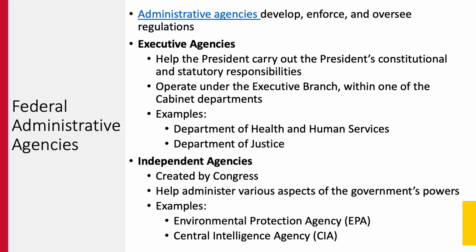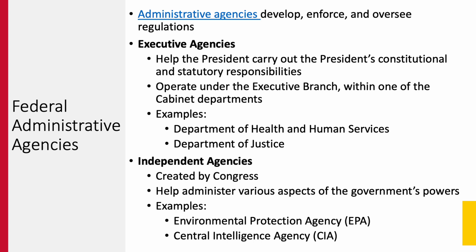When we talk about administrative agencies, these are agencies that develop, enforce, and oversee regulations. At the federal level, we have executive agencies and independent agencies. Executive agencies help the president carry out the president's constitutional and statutory responsibilities. These agencies operate underneath the executive branch and are within one of the cabinet departments. So examples are the Department of Health and Human Services and the Department of Justice.